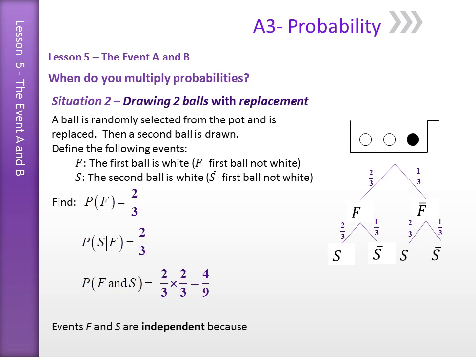So now, for white and white would be 4/9. White and a black would be 2/9. A black and then a white would be 2/9. And a black and then a black would be 1/9. Here, events F and S are independent because the probability of S is not affected by event F occurring.